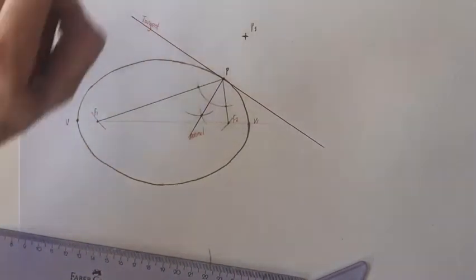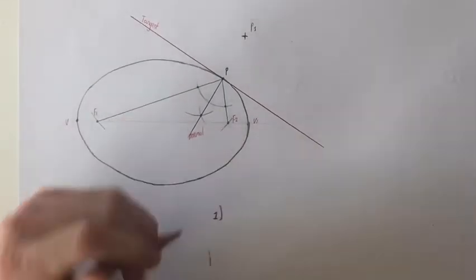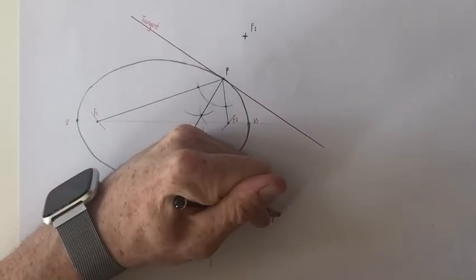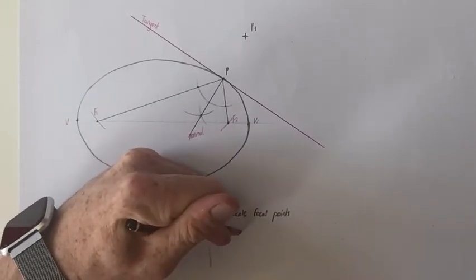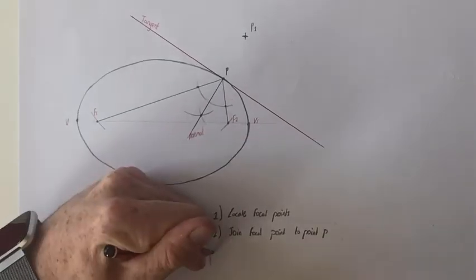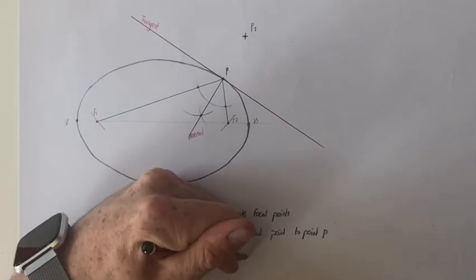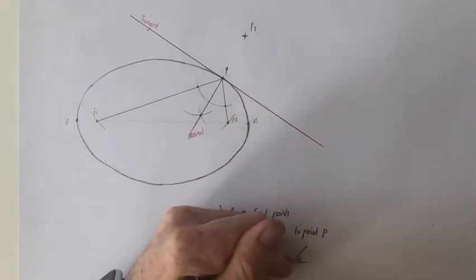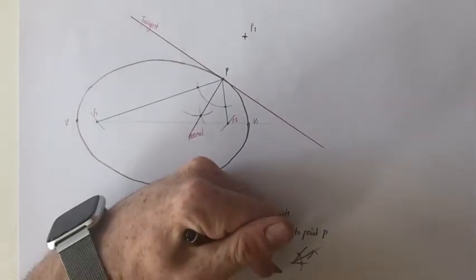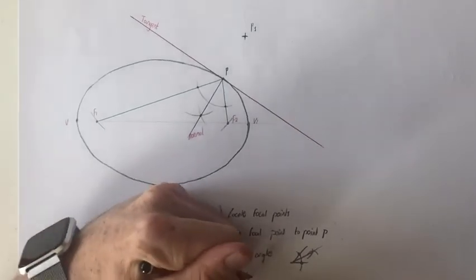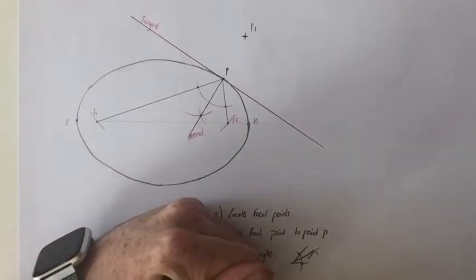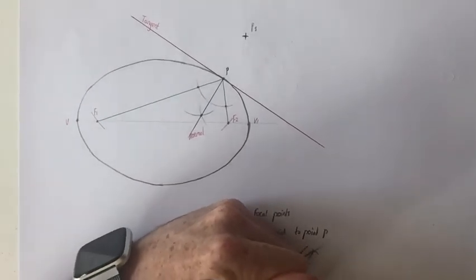Just to recap, a little sketch for you. In order to find our tangent to an ellipse from a point on the curve: number 1, locate focal points. Number 2, join focal points to the point P. Number 3, bisect that angle. So there's our angle. Swing our arc, 2 points, swing another arc from that point, and straight through. That gets us our normal. Number 5, last step, normal perpendicular to tangent. So we can now construct.